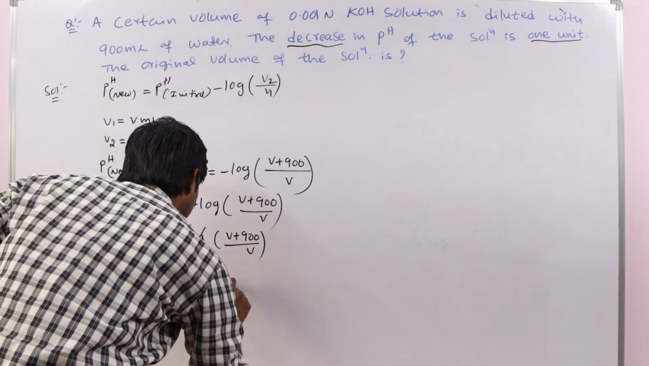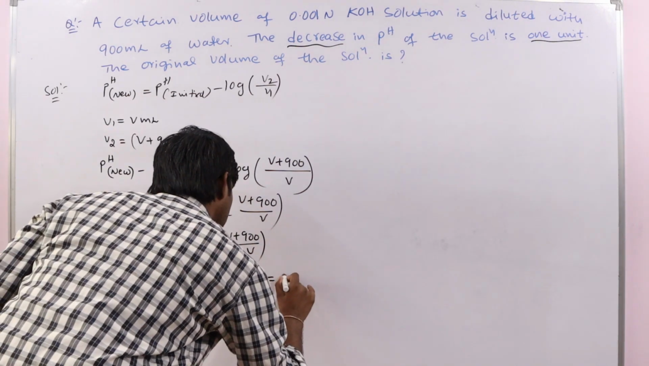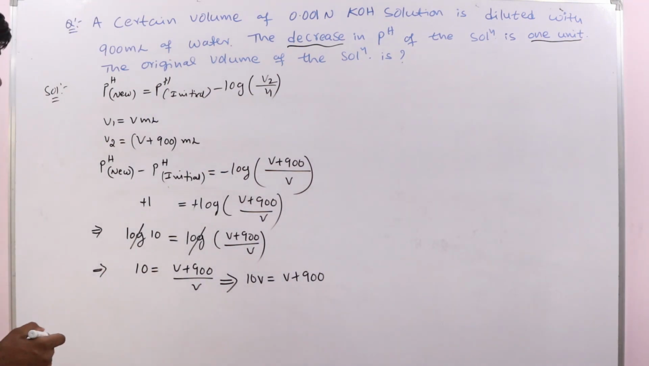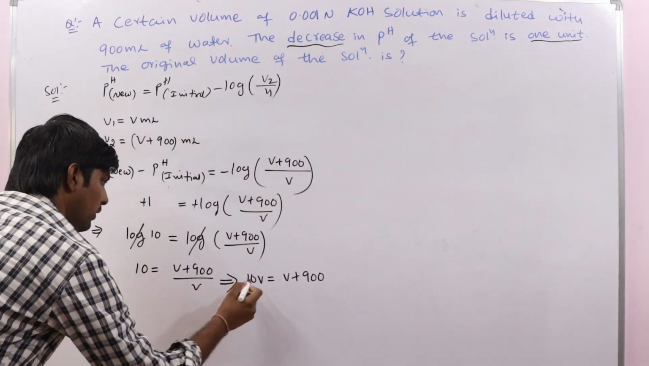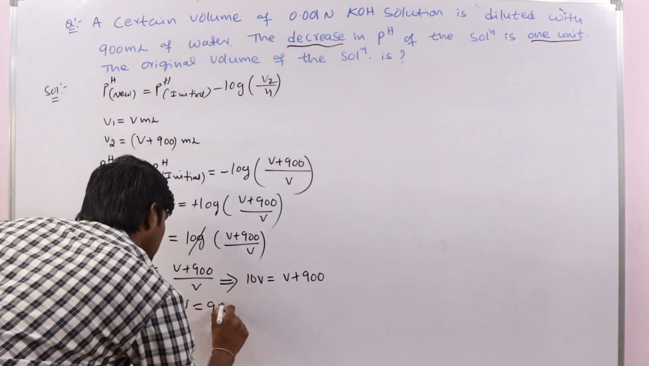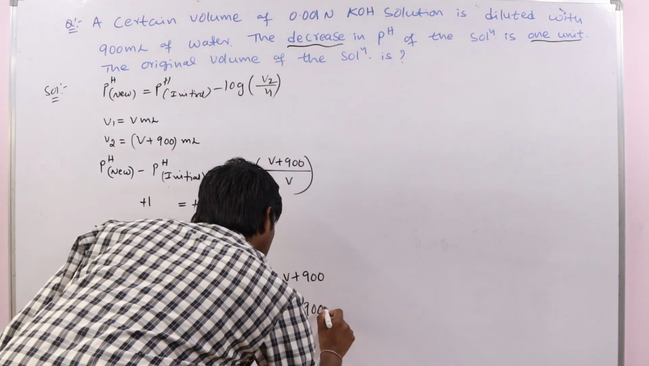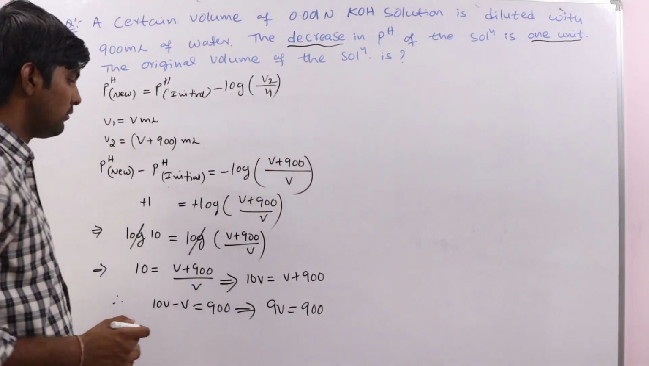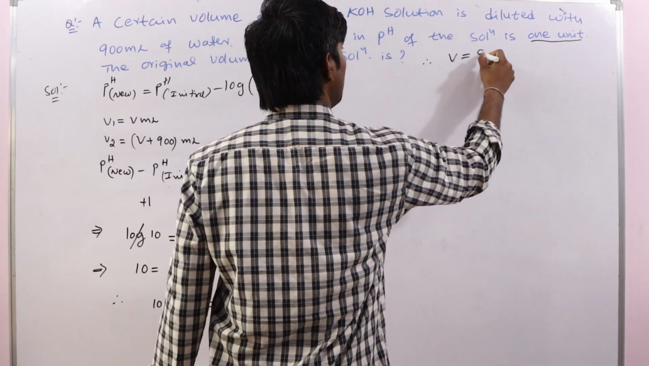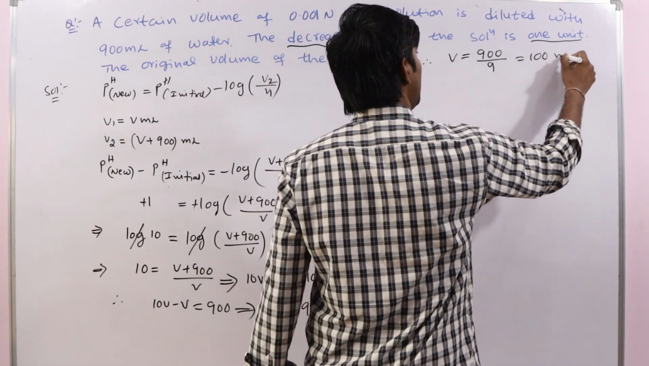Okay, so if you simplify this, 10V equal to V plus 900. Okay, 10V equal to V plus 900. Therefore, if you take this V this side, 10V minus V equal to 900. So that is 9V is equal to 900. Yes or no? 9V is equal to 900. Therefore, V equal to 900 by 9, that equal to 100 ml.